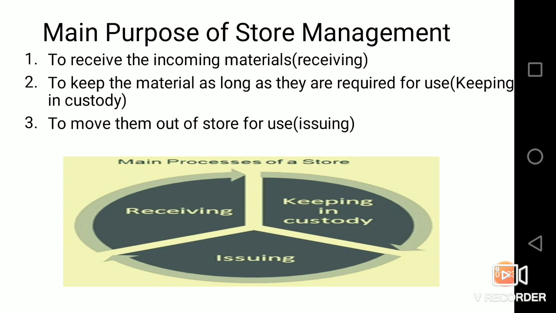We will receive from different places, and we will keep a record of the date on which we received it, who delivered it, and whether it has gone through inspection or not. All this information will be recorded while receiving. Then we will keep it in custody. We will have a place to keep it, and we cannot unnecessarily move it from one place to another, so it is in a custody place. We keep the material as long as it is required for use, that is keeping in custody.